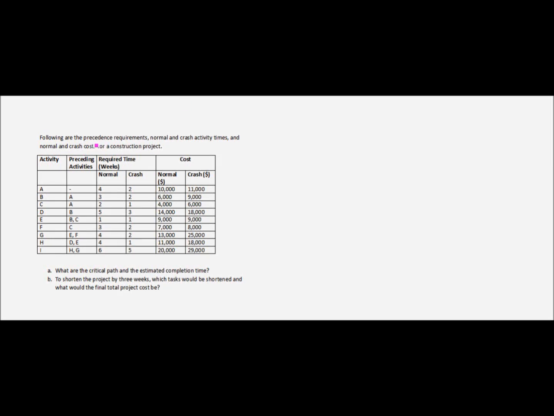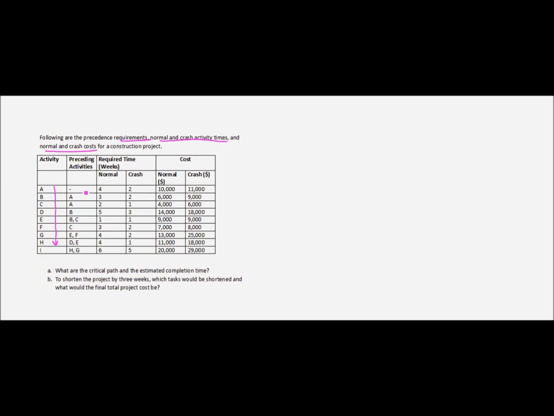Following are the precedence requirements, normal and crash activity times, and normal and crash costs for a construction project. So we have been given the various activities of the project.